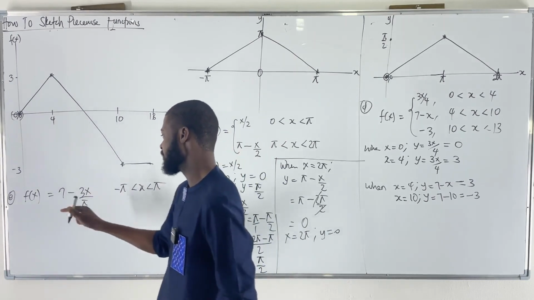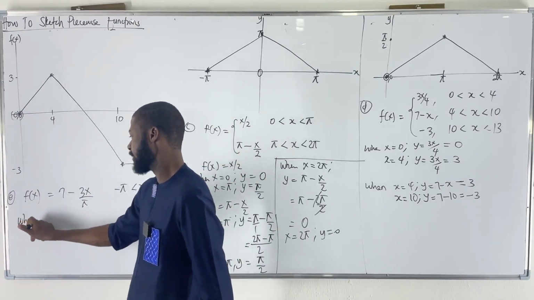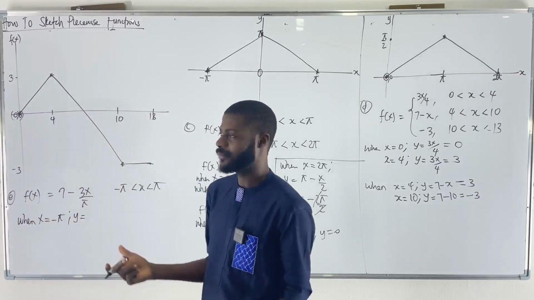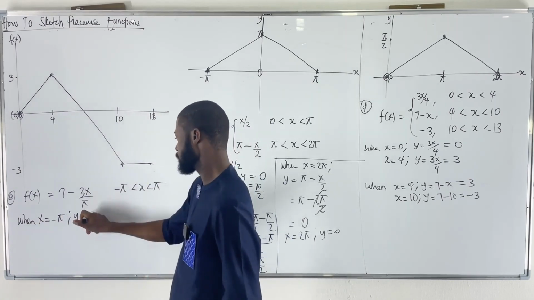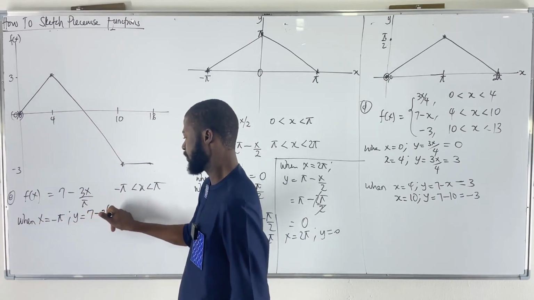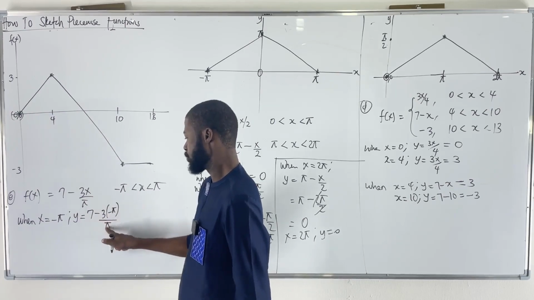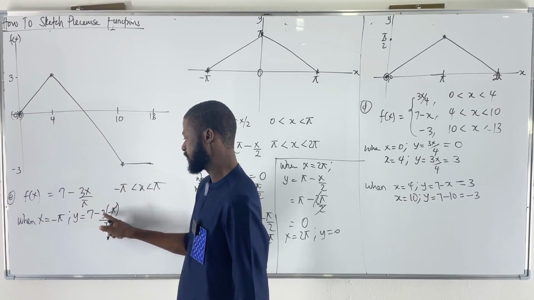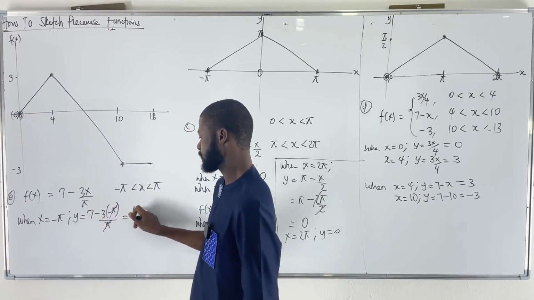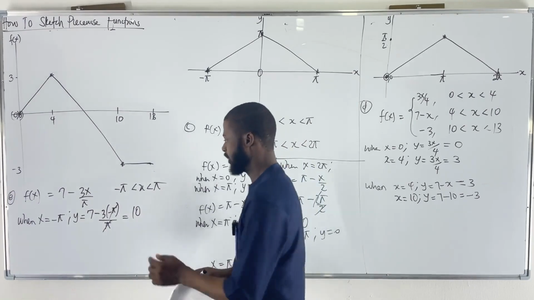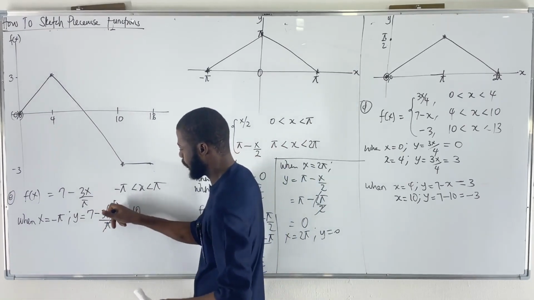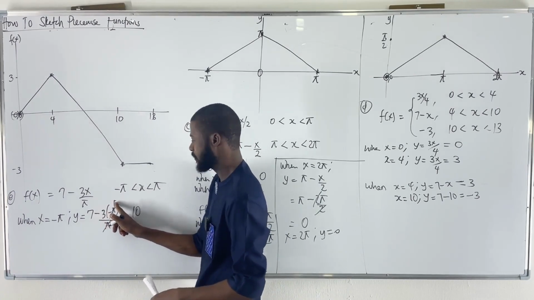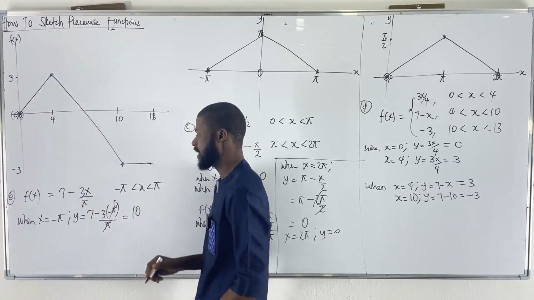Let's put in minus pi first. When x is minus pi, y will become 7 minus 3 times minus pi over pi. The pi cancels out pi, and minus 3 times minus gives plus. So 7 plus 3 is 10. Look at it this way: pi cancels pi, you have 1 here, minus 3 times minus 1 is plus 3, so 7 plus 3 is 10.